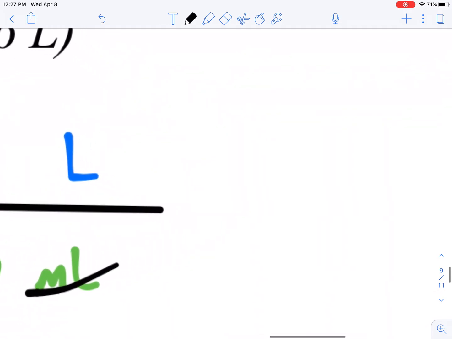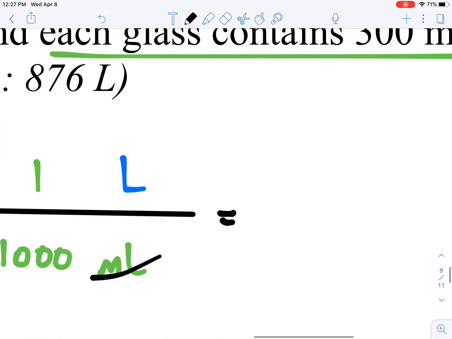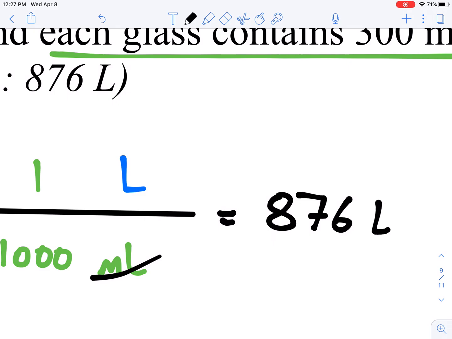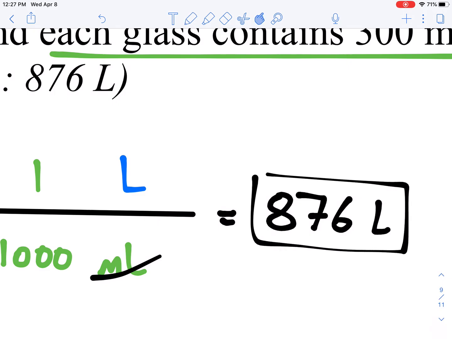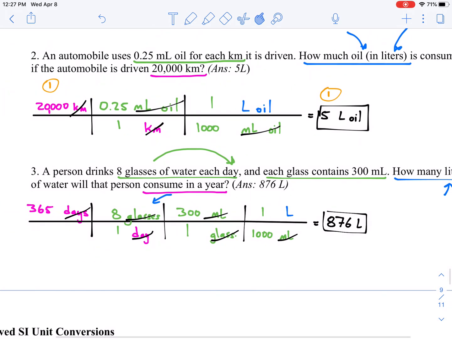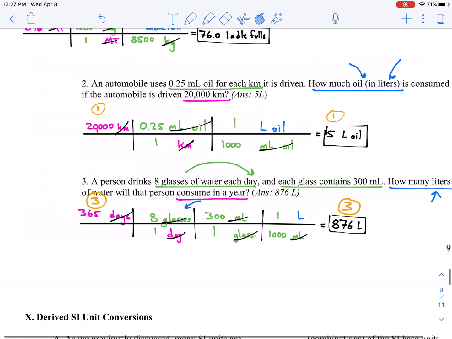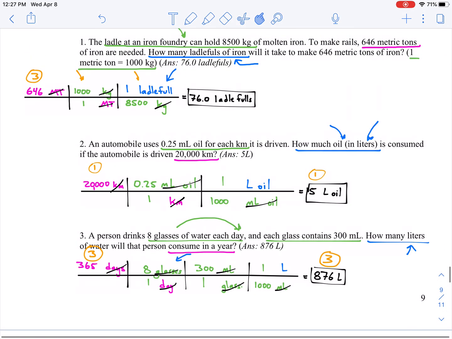If you do the math, remember multiply your fractions, multiply your numerators, divide by your denominators, you'll get the value 876 liters that you're drinking in that year. You are starting with 3 significant figures, really, we'll say, even though it's a counted number. So this is kind of weird significant figure-wise, but we're going to end with 3 on this one. We'll get into more details on some of those confusing significant figure problems a little bit later on in the year.